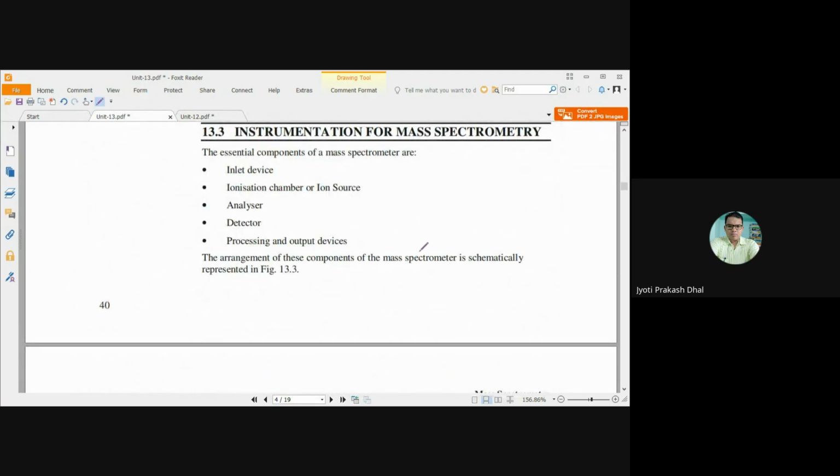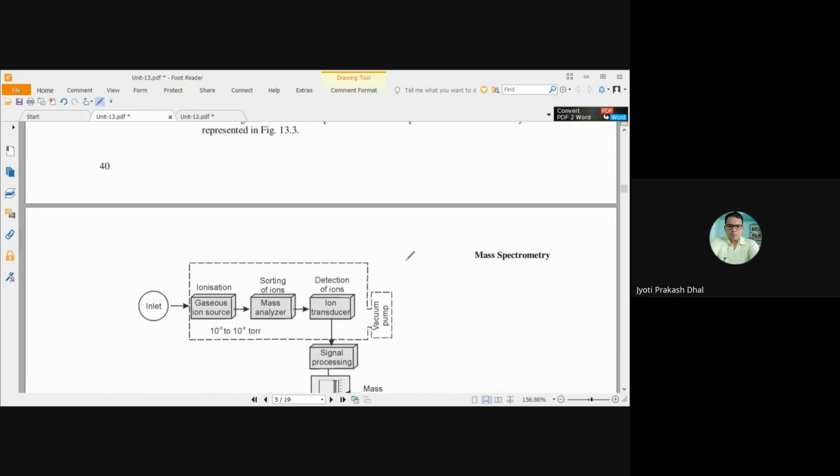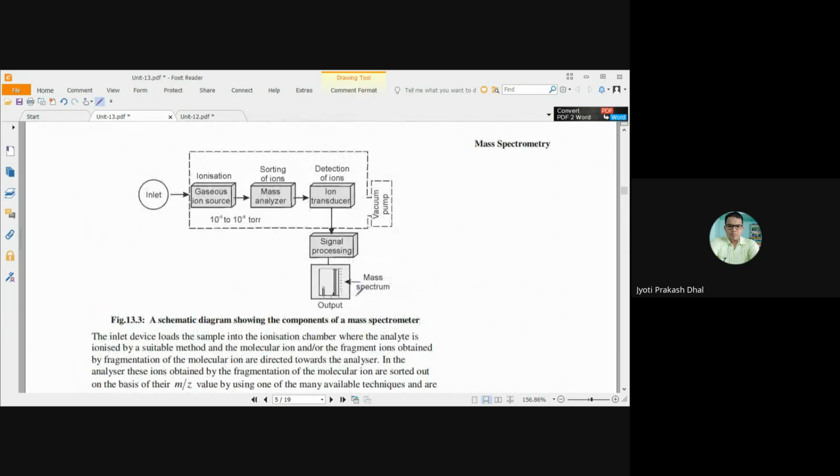Now coming to the instrument of mass spectrometry. The essential components of the mass spectrometer are the inlet device, ionization chamber or ion source, analyzer, detector, and processing and output device. This is the schematic diagram showing the components of a mass spectrometer.